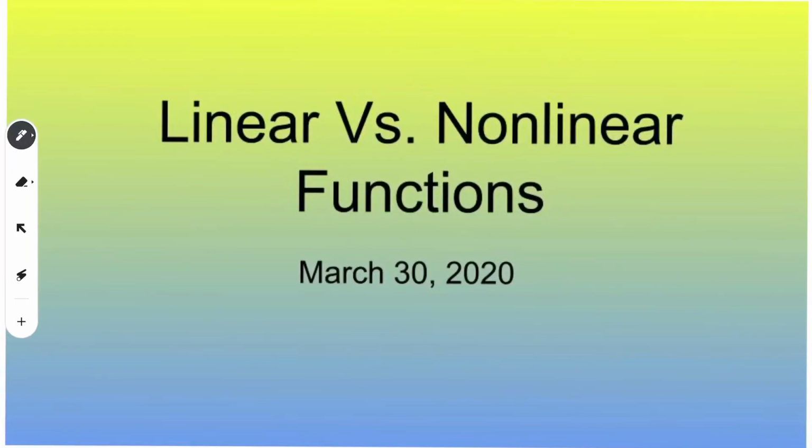Good morning, everyone. So last week we went over functions, rate of change, and how to write linear equations. Today we're going to be reviewing and going more in depth of what linear functions are. So our topic of today is linear versus nonlinear functions.